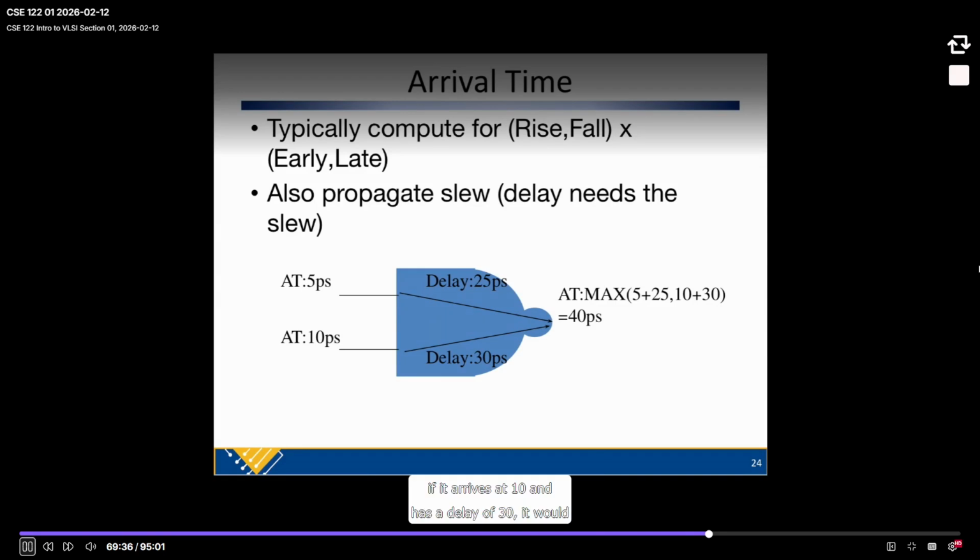Now, the bottom path, if it arrives at 10 and has a delay of 30, you'll get to the output at 40. And so what we want to do is figure out the maximum arrival time at the output of this gate. It's the maximum over either of those input pins plus the delay of the gate. So the arrival at the output would be 40.